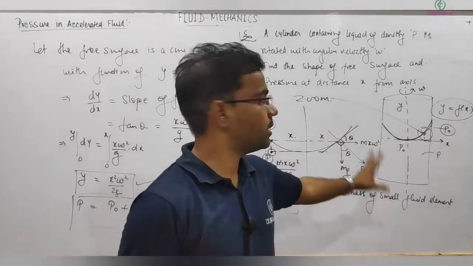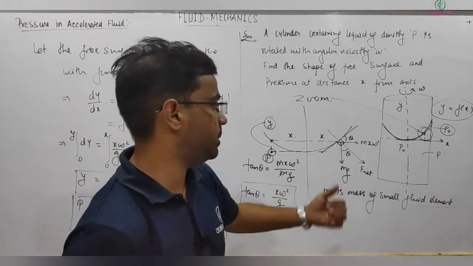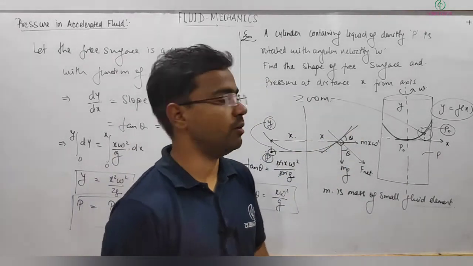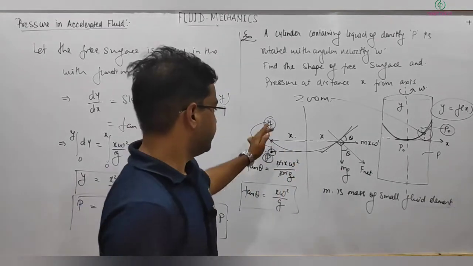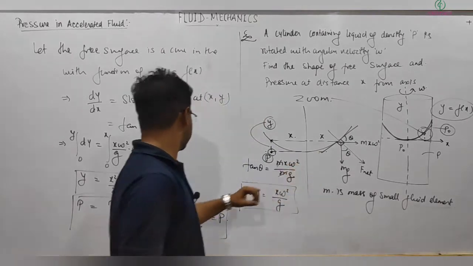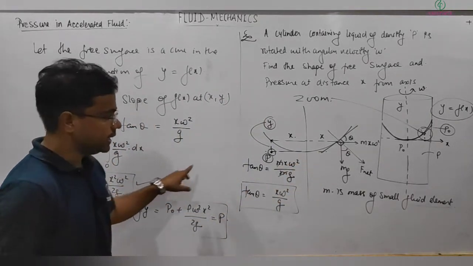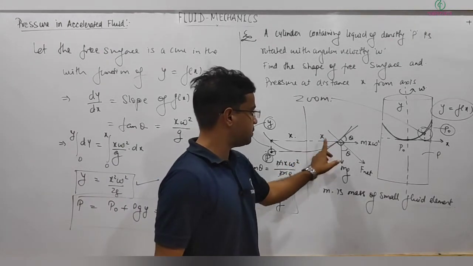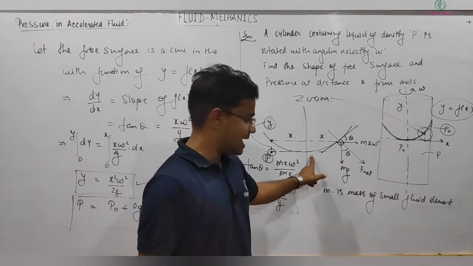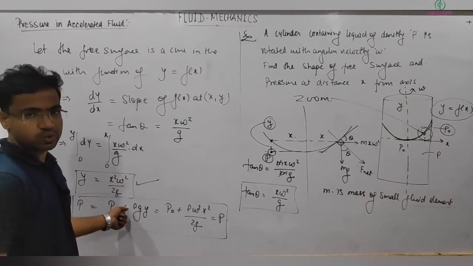So this is all about the case of a rotating cylinder about its axis with angular speed omega. First thing, the free surface becomes a parabola. What will be the equation? You can write y equal to x square omega square divided by 2g. If you are measuring this distance from the axis as r, then y will be equal to r square omega square by 2g, is it?